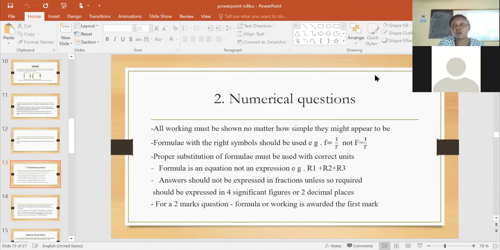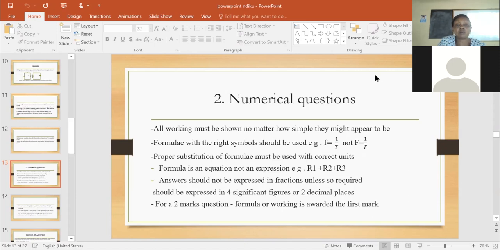For example, we have this formula which is normally an issue in paper 2. Frequency f is 1/T. It's good to take note that when you are writing f, it must be a small f, not a capital F. If you use a capital F, then it's wrong. So you have to use a small f. After writing the formula, proper substitution with the correct units is done.